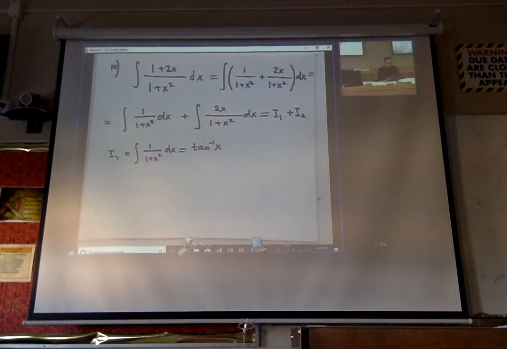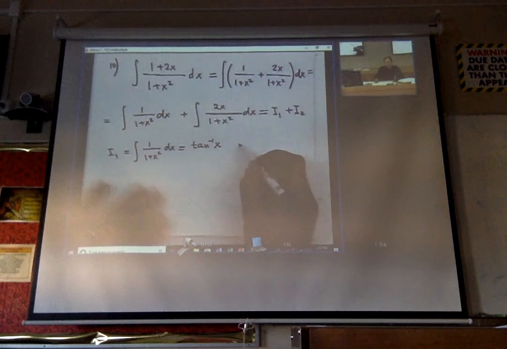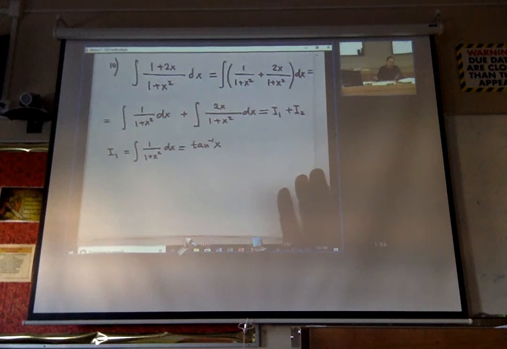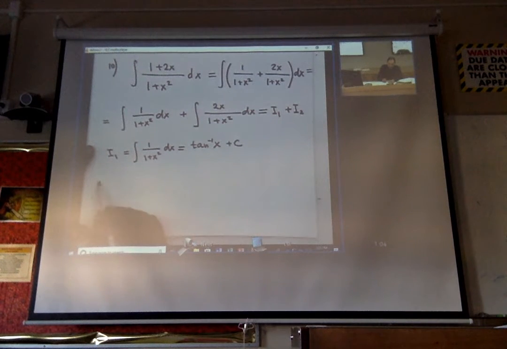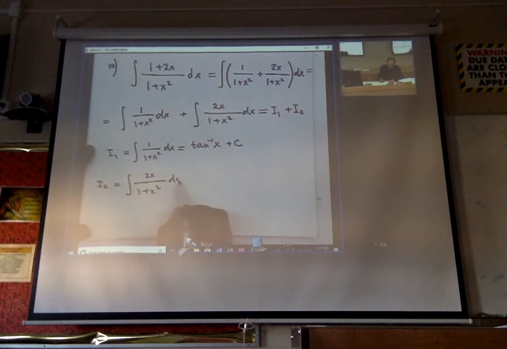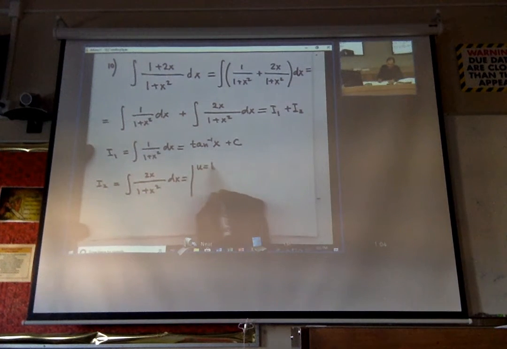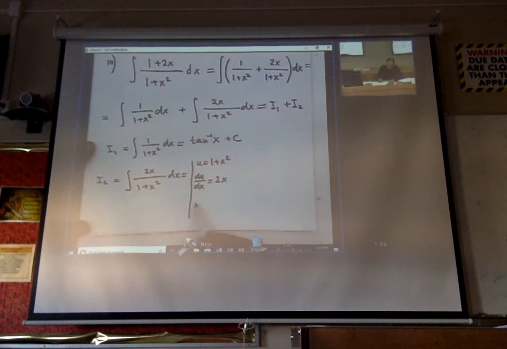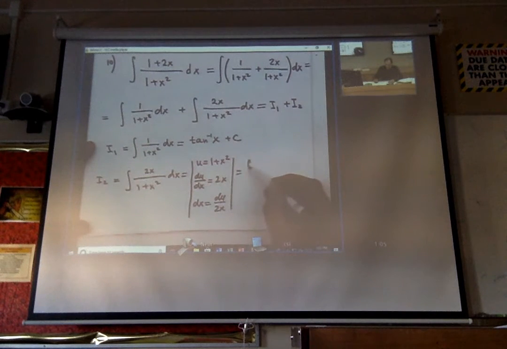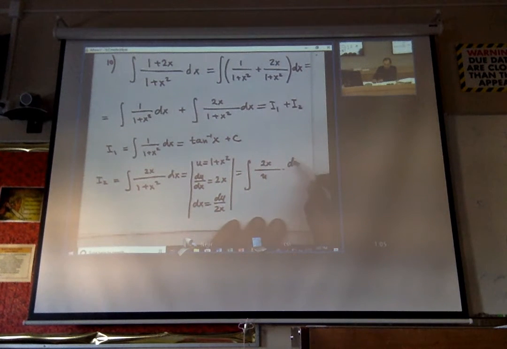Do you understand that? Right now it's fine, but if you put plus c, that's still okay, but then you have to put plus c for another one. So if you put it, fine. If you don't put it, that's okay. But then if you go with the second one, you have 2x over 1 plus x squared dx. That's where you go with the substitution. So u is 1 plus x squared. So du over dx will be 2x. And then we have dx equals du over 2x. So we have integral 2x over u times du over 2x.